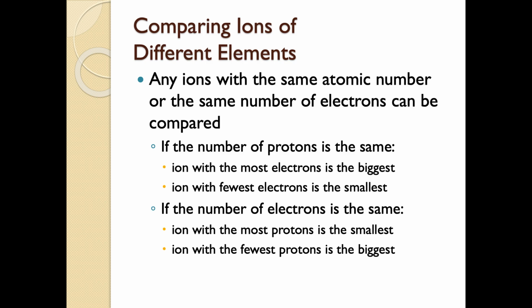And so for things that are isoelectronic, or have the same number of electrons, we can compare how many protons things have. Because if two different ions have the same number of electrons, whichever one has more protons is going to pull those electrons closer and make a smaller ion. Whichever one has fewer protons can't pull things in as tightly, so it's going to be bigger as a result. That's the general trend.